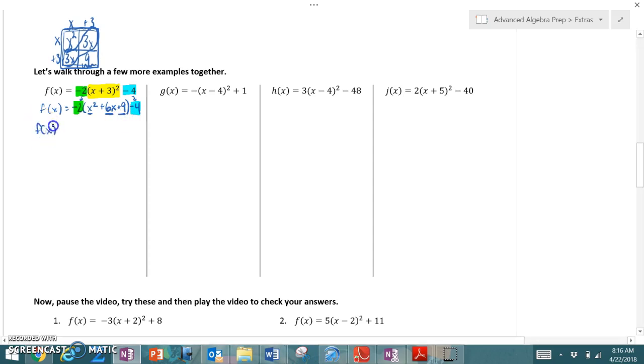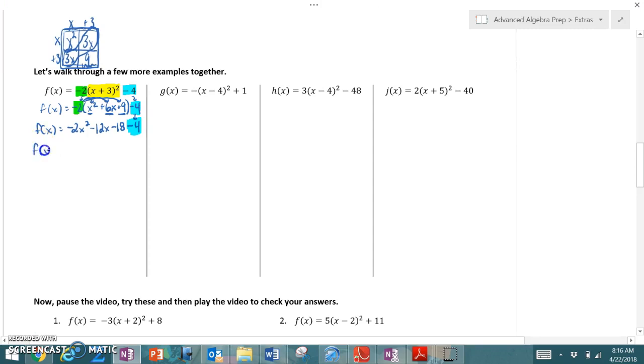So in my next step, I get f of x equals negative 2 times x squared is negative 2x squared. Negative 2 times 6x is negative 12x. And then negative 2 times 9 is a negative 18. And again, the minus 4 on the end just comes straight down. I have yet to do anything with the minus 4, but you can see I've now dealt with the negative 2. And last but not least, I just need to combine like terms.